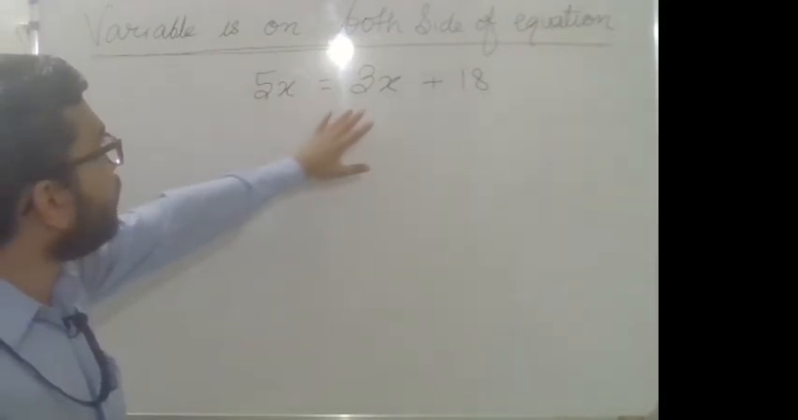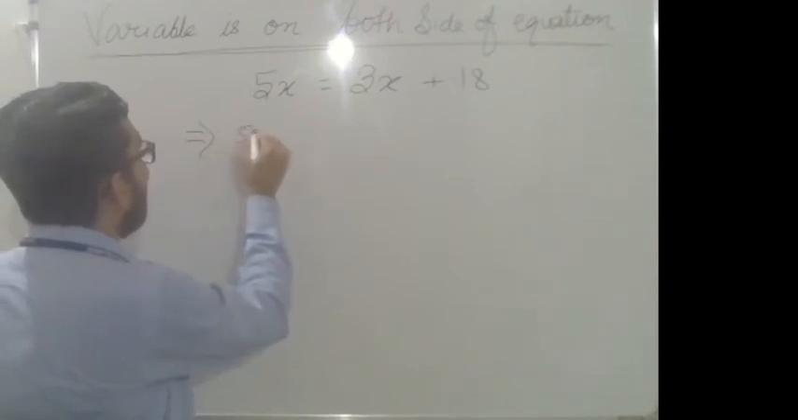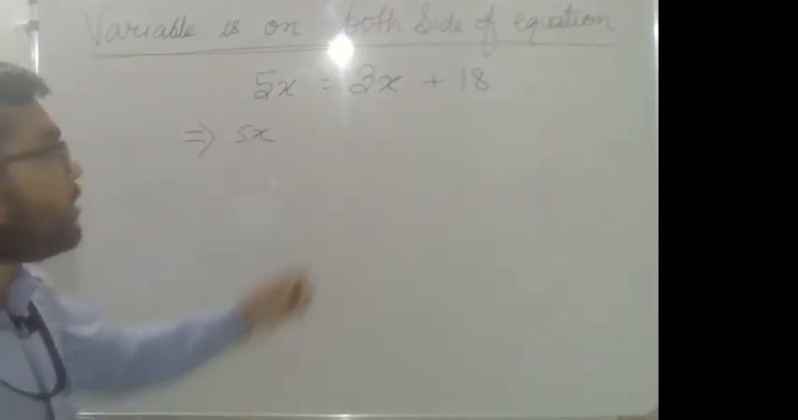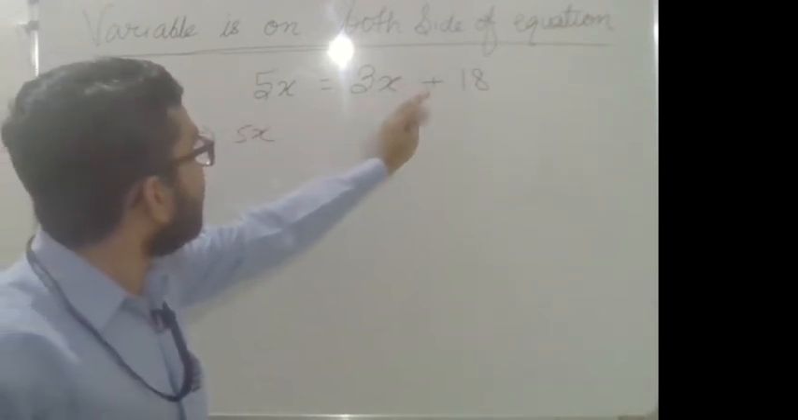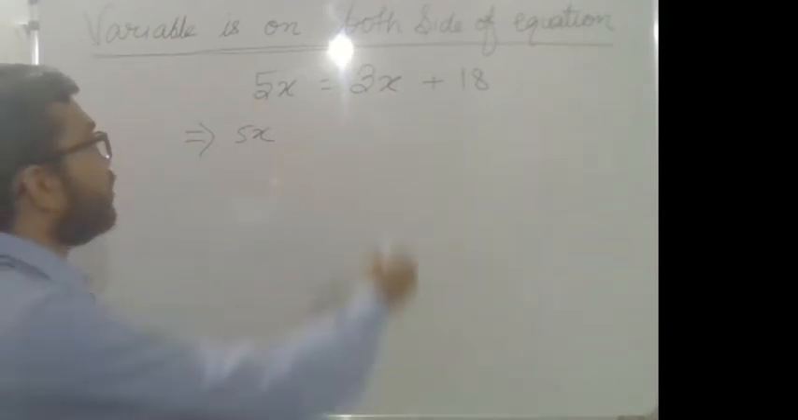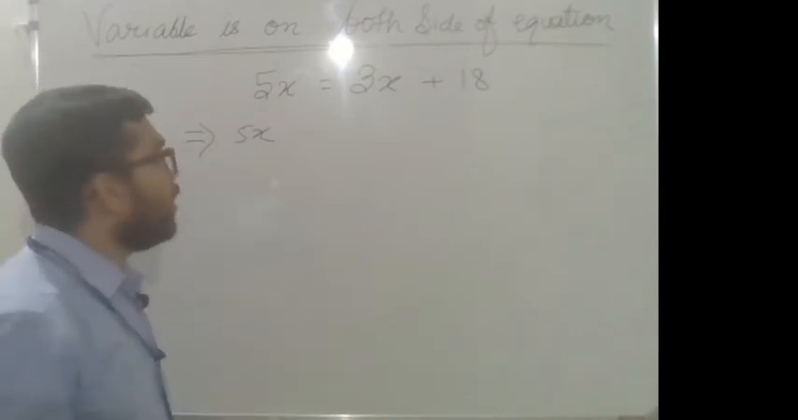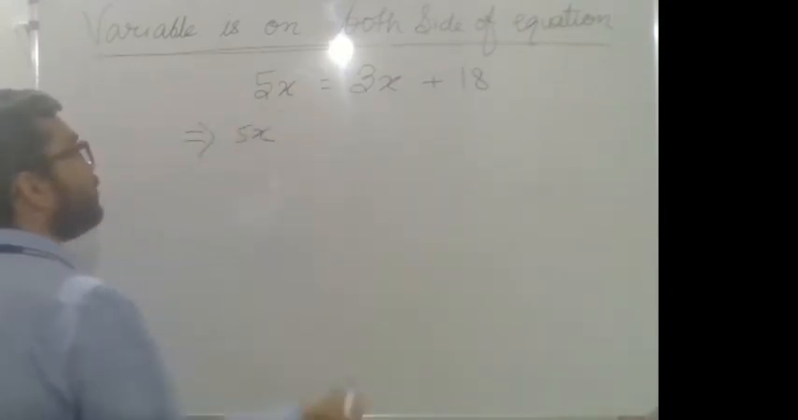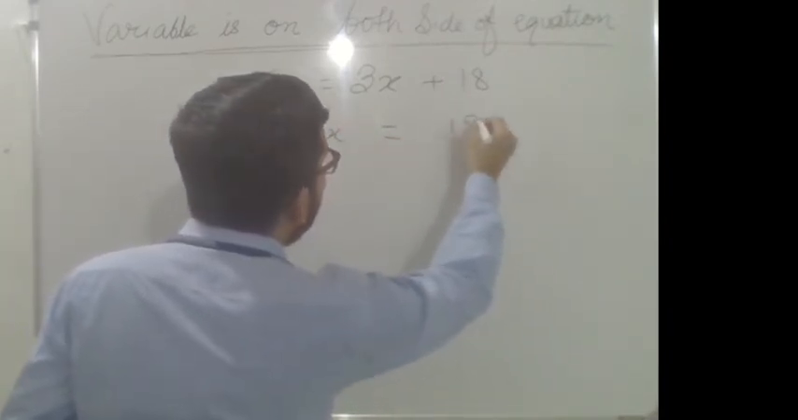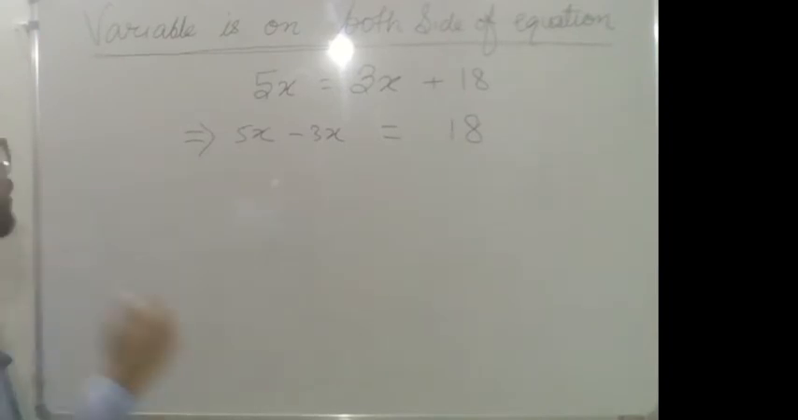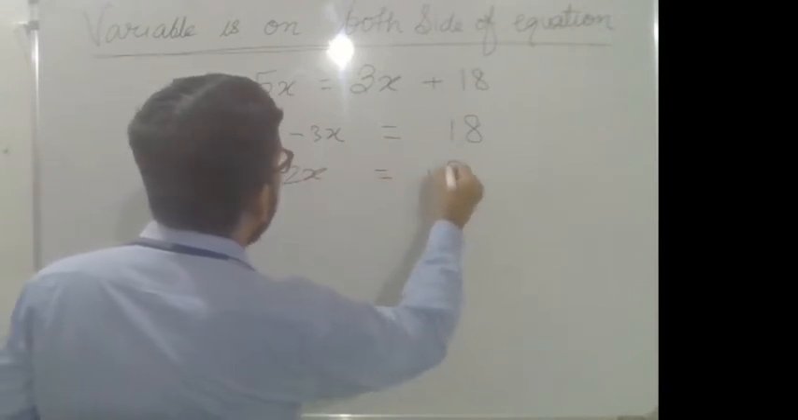Just write all the variables on the left side. Here 5x is a variable and another variable is 3x, which is on the right side. Now you have to write it on the left side, and the sign will change. Here 3x is positive, and when transposed to the left side it will become negative. And 18 is a constant which is already on the right side. So 5x minus 3x, that is 2x, is equal to 18.